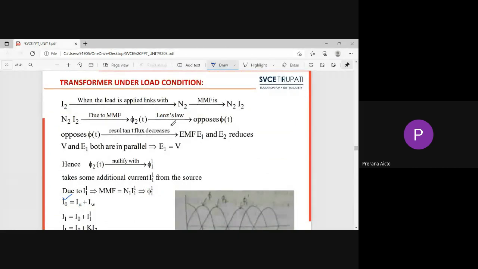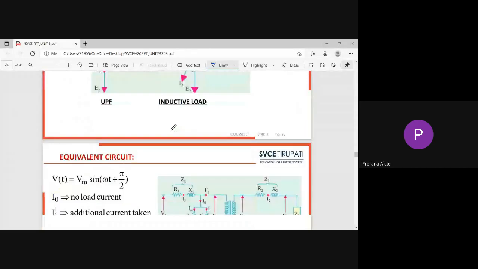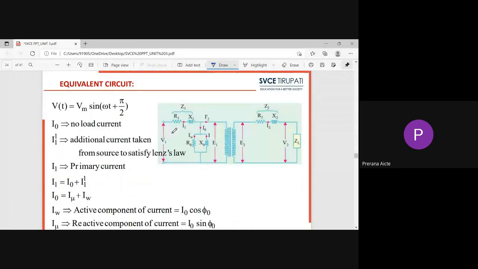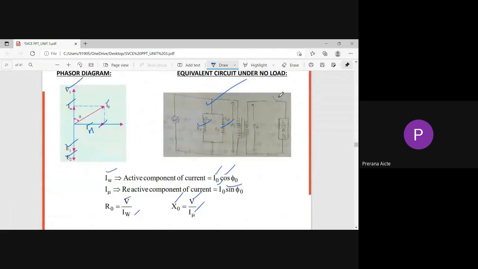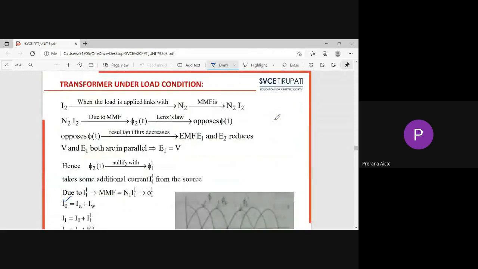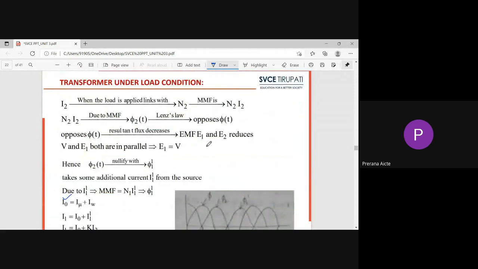Transformer under loaded condition. When we close the switch, that is nothing but transformer under loaded condition. When the transformer is loaded, the secondary induced voltage drives current through the load. Because of this secondary current, phi 2 flux is created. This phi 2 flux opposes the main field flux. Then E1 and E2 voltages are reduced.